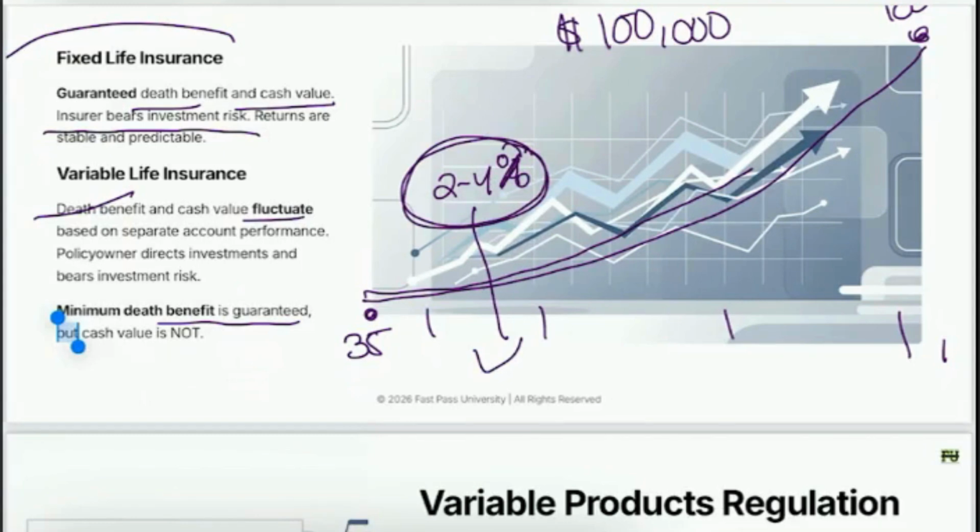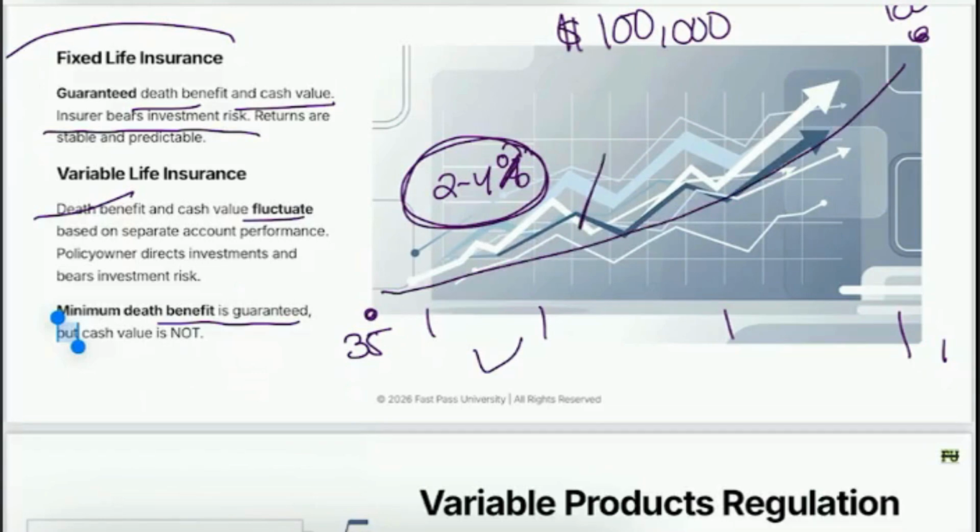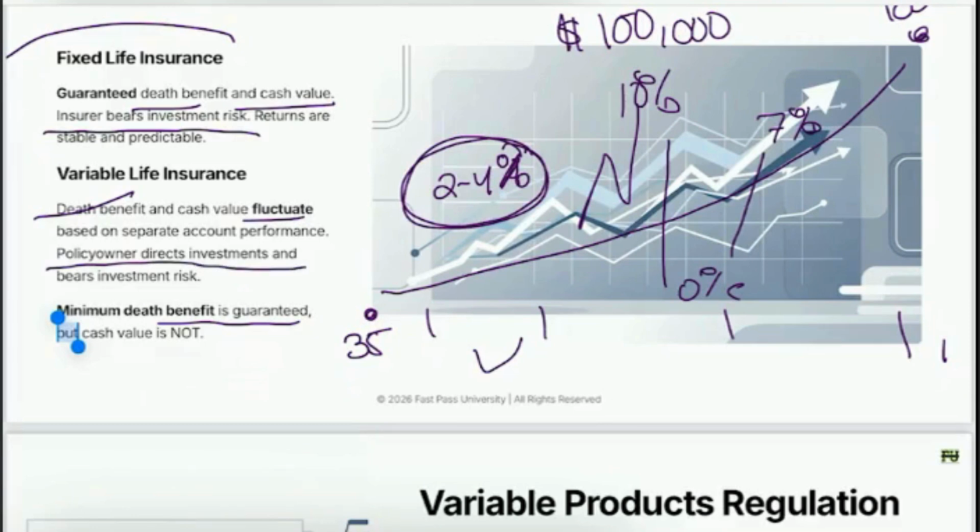And so the rate of return could be much higher. They could make, oops, I did not mean to do that. So let's say over here they made 10% this year, and then the next year 0, and then the next year 7%, right? So it can fluctuate, but the policy owner is bearing the investment risk, right?